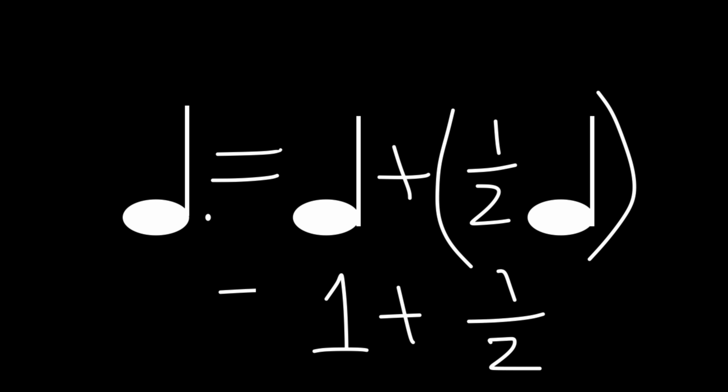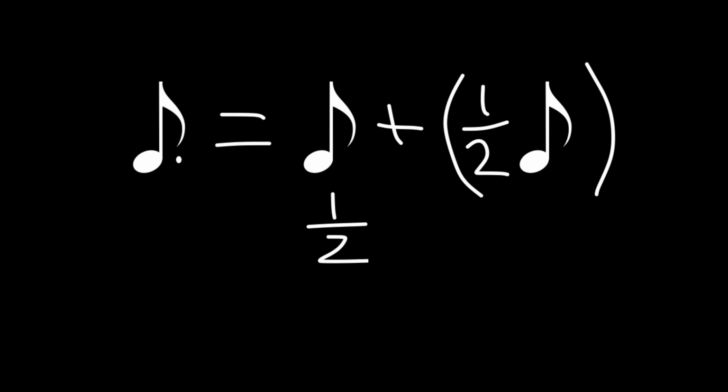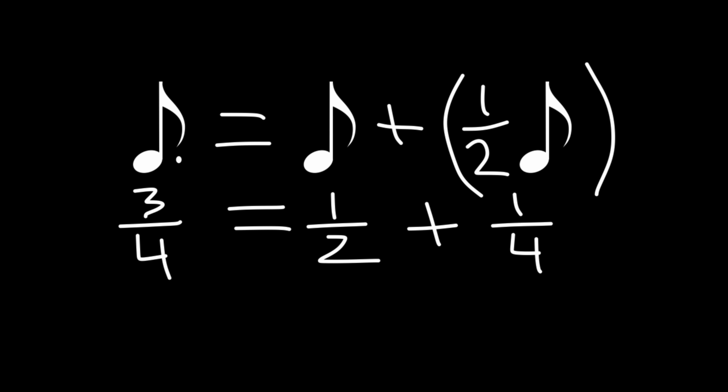A dotted quarter note is a quarter note plus half of a quarter note, which equals 1 beat plus half a beat, and is equal to 1.5 beats. That means a dotted quarter note gets 1.5 beats. And a dotted eighth note is an eighth note plus half of an eighth note, which equals half a beat plus a quarter beat, and is equal to 3/4 of a beat. So a dotted eighth note is equal to 3/4 of a beat.